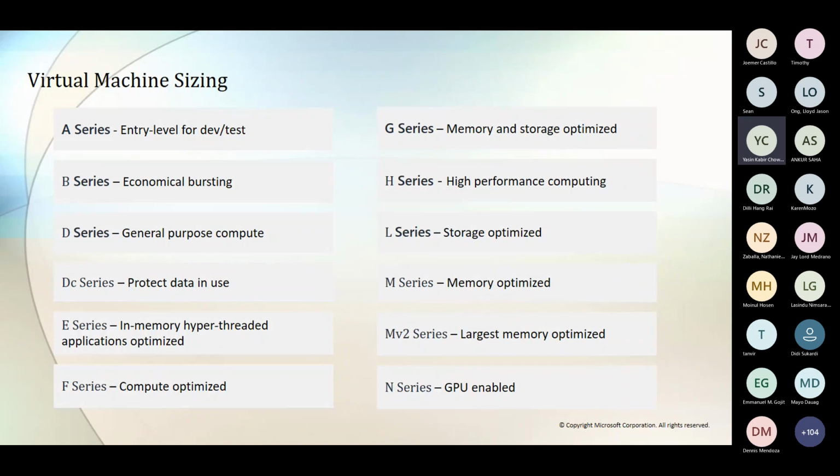This is high performance computing, like gaming development, or if you need SAP type work, SAP development, then you can choose H series. L series is storage optimized. It will optimize the storage side. M series is only for memory optimized, and MV2 series is for largest memory optimized, and N series is GPU enabled. So these are the different series for virtual machine sizing. So whatever type of work you are doing, you will choose that virtual machine.